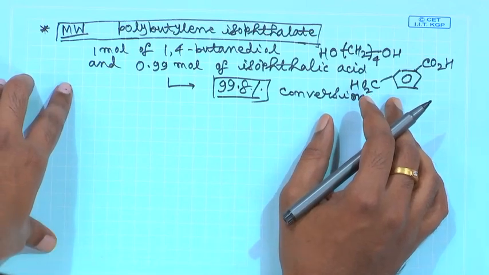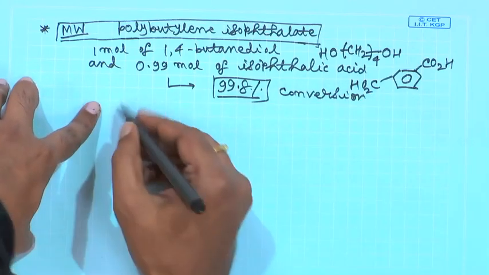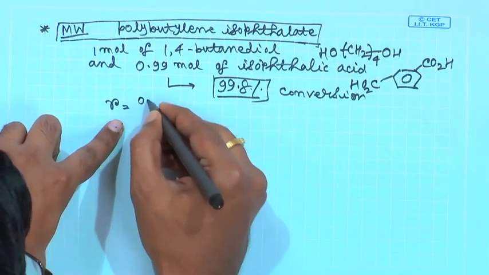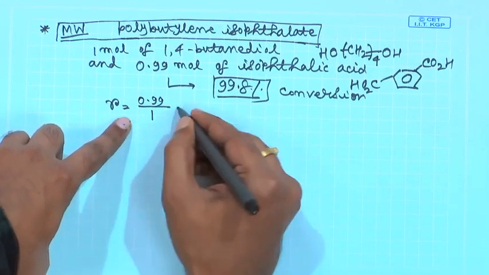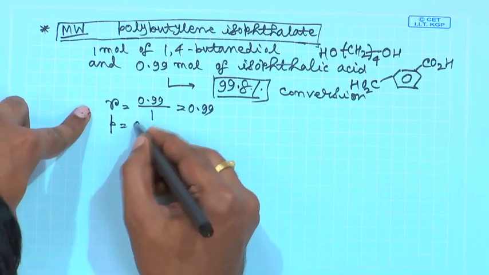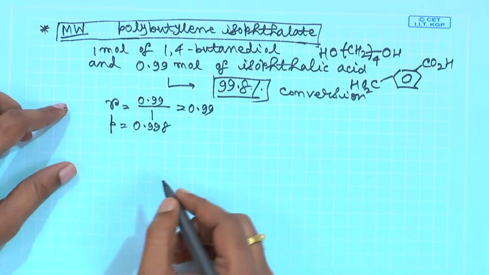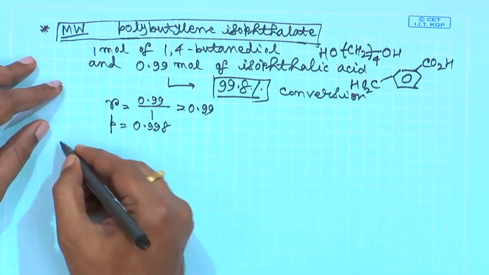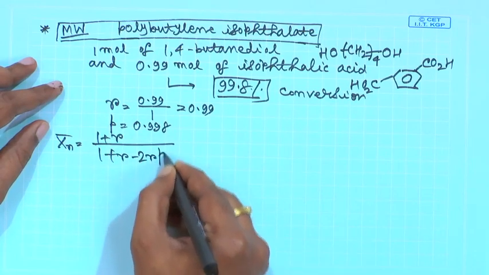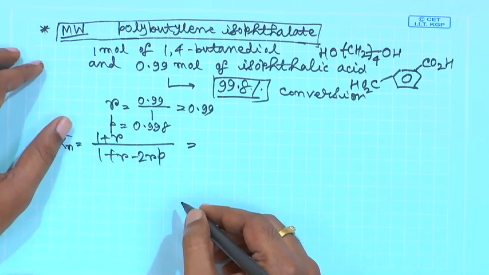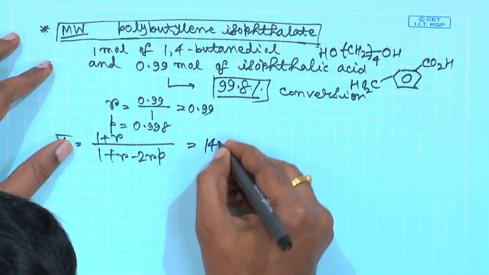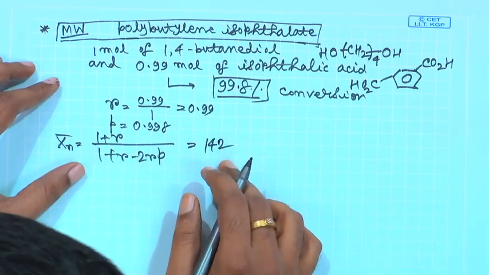So, in order to determine that, you know your small r value. Your small r value is 0.99, that is 0.99 divided by 1. Your small p, which is your extent of reaction, is 0.998, because that is 99.8% conversion. Then what is the degree of polymerization? You use the formula (1 + r) divided by (1 + r - 2rp), and you put all these values here, and then the value of xn bar is 142, as I have worked out already.